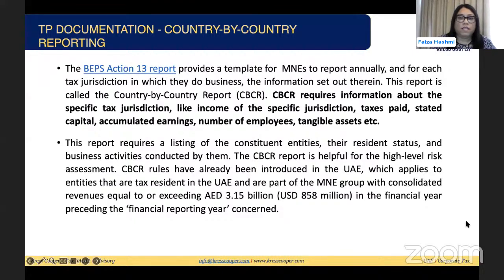In our next lectures, during the next 2-3 weeks, we will be discussing all of this in detail. Like we said, we will discuss the documentation in detail, all the methods in detail, and the guide in detail. So I will hand it over to Mahar now, who will take you through today's topic, which is the comparable uncontrolled price method. So Mahar, over to you.